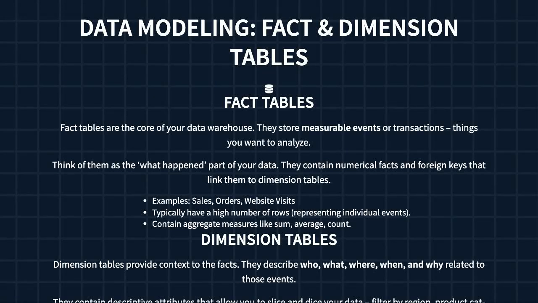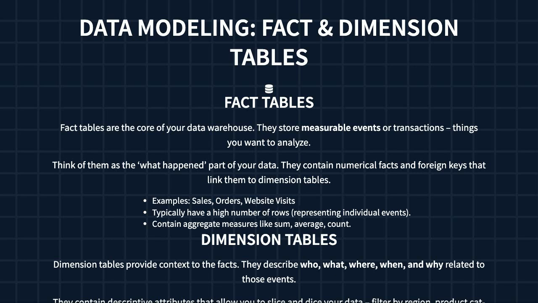Okay, let's talk about two key components in data modeling: fact and dimension tables. Fact tables are where you store the actual events like sales, transactions, or website visits. They hold measurable numbers and use foreign keys to connect back to our dimension tables. Think of them as the "what happened" part.